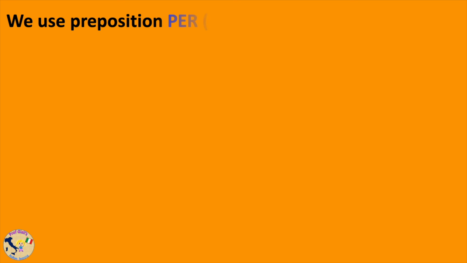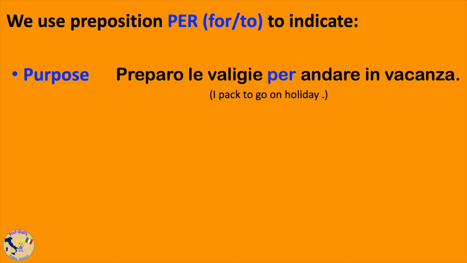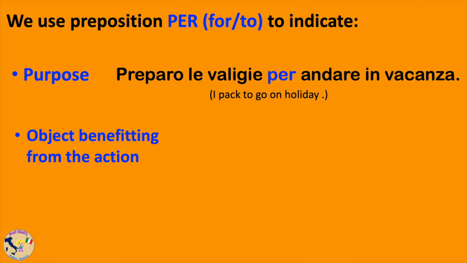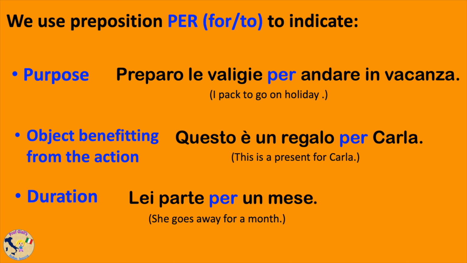We use preposition per, for or to in English, to indicate purpose, like in the sentence preparo le valigie per andare in vacanza. An object benefiting from our action, as in questo è un regalo per Carla. Or duration, as in the sentence lei parte per un mese.